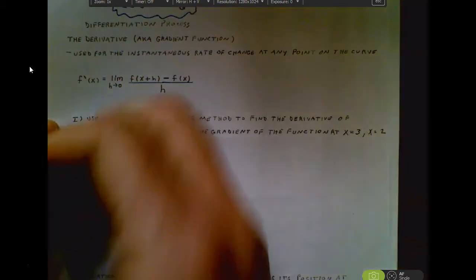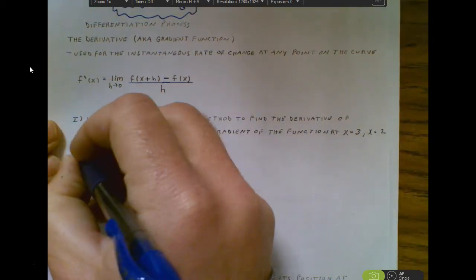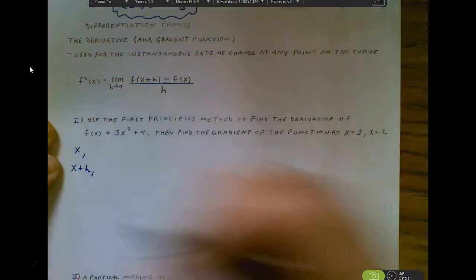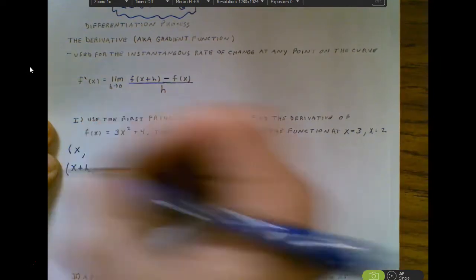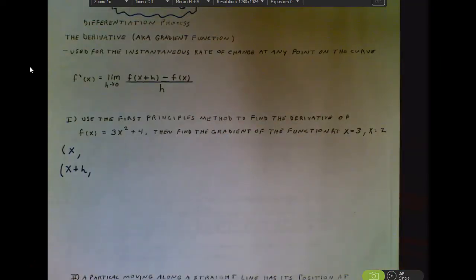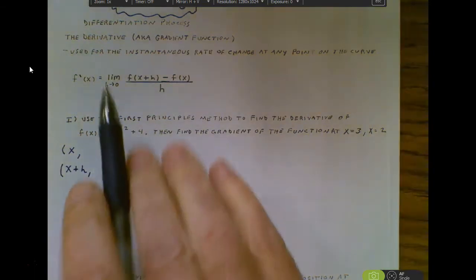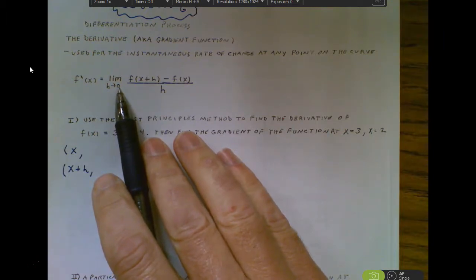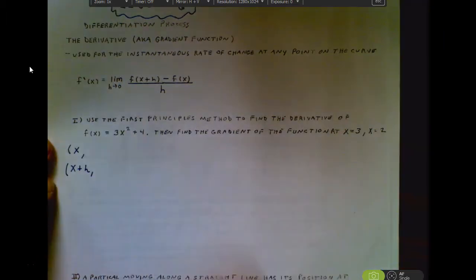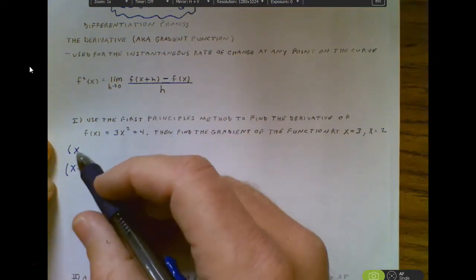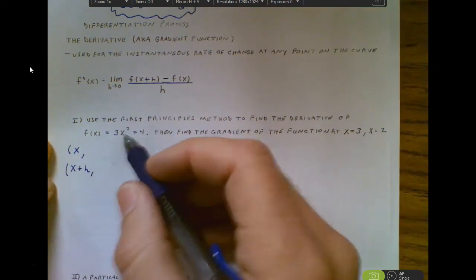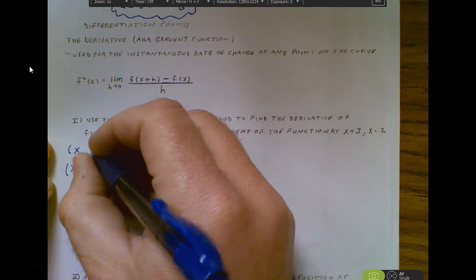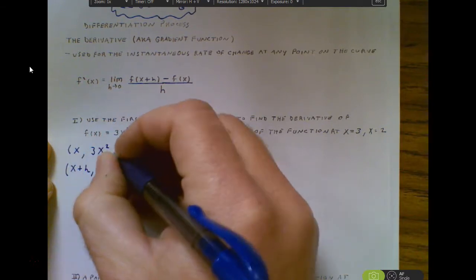Again, I'm using x and I'm going to use x plus h as my two x coordinates. And remember, h simply represents the distance between 2 points. But again, the idea is I want that distance to be nothing so that I can get an instant rate of change at a single point. As always, in order to get a y-coordinate, I am plugging my x-coordinate into the function. Well, if I plug x into this function, it's still going to be 3x squared plus 4.